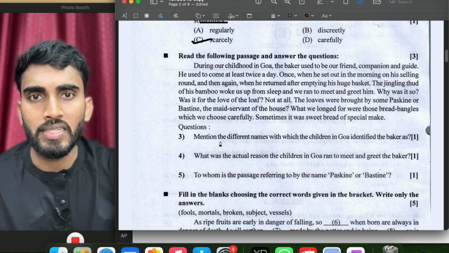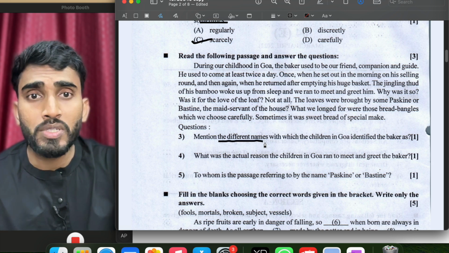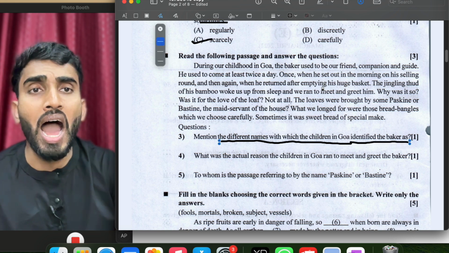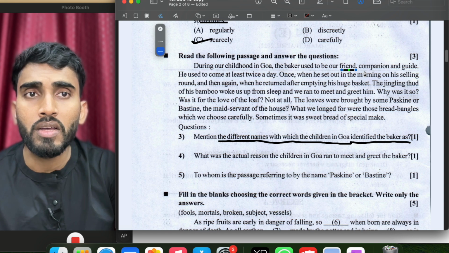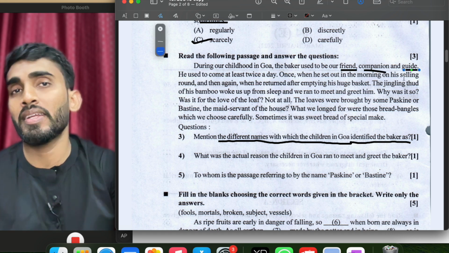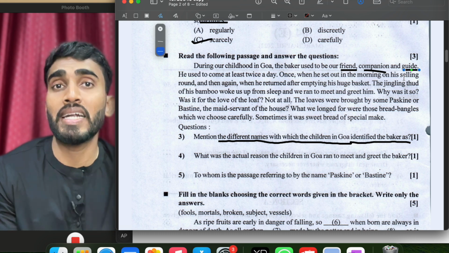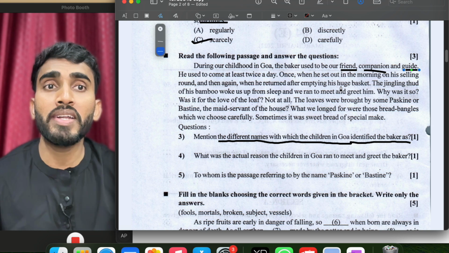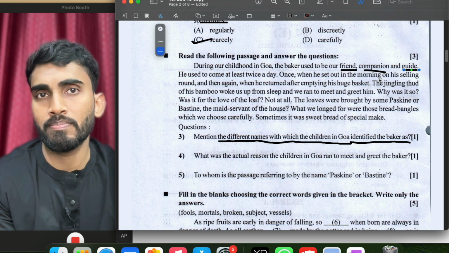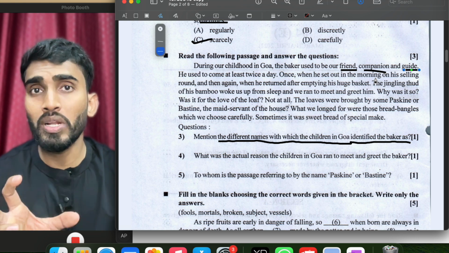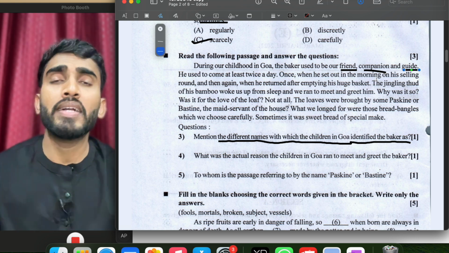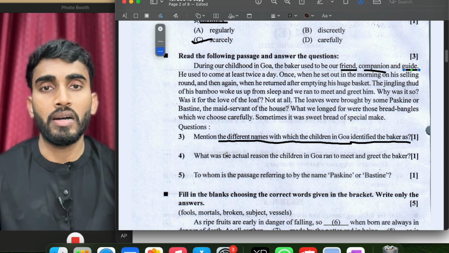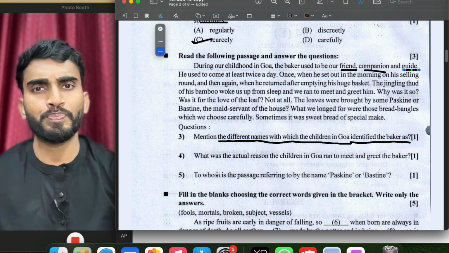Like here you will write the answer as, the different names with which the children in Goa identified the baker are friend, companion, and guide. This is how you will write the answer in complete sentence format. Some students also write the answer in this way: just friend, companion, and guide. No, you don't have to write the answer in this way. Write in complete sentence format. Use the sentence from the question like I did here and write the answer.